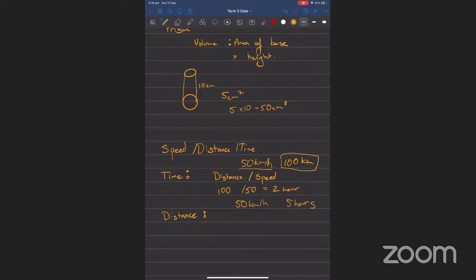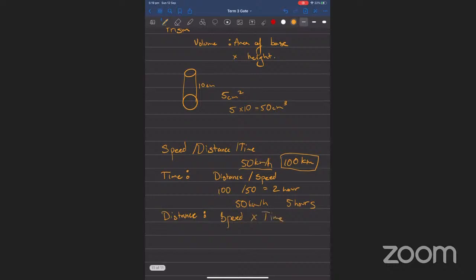Okay. All right, Tessa. You do 50 kilometers times 5. Perfect. So that would be what, Tessa? 50 speed times time, correct?